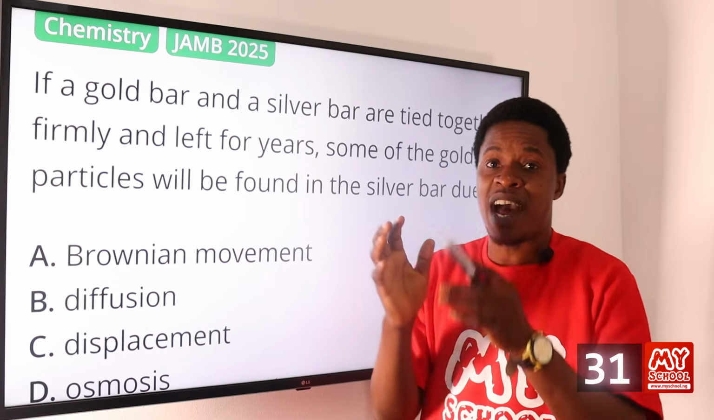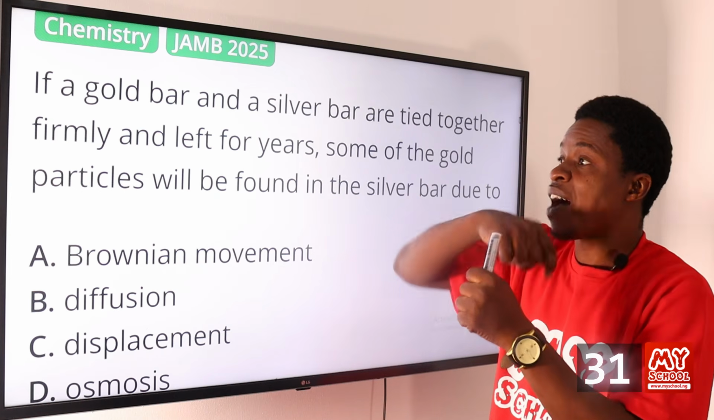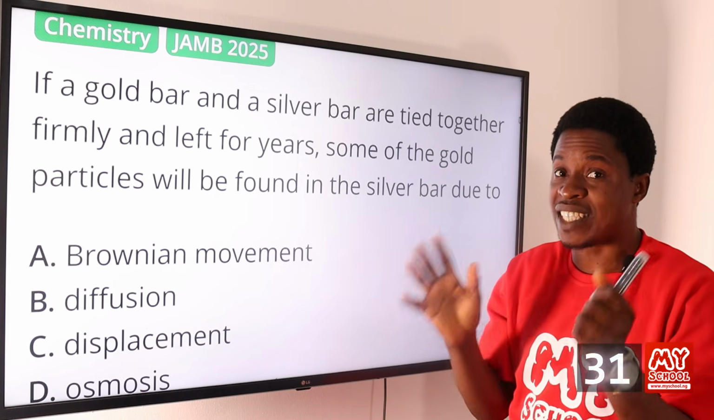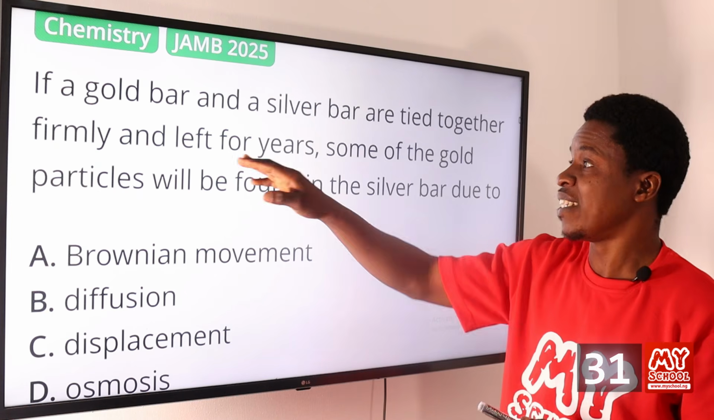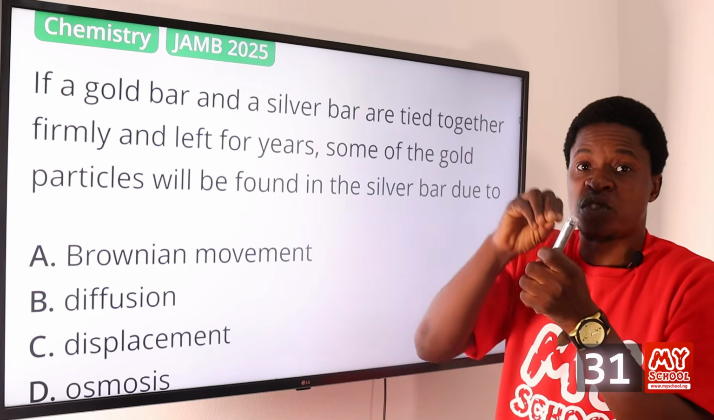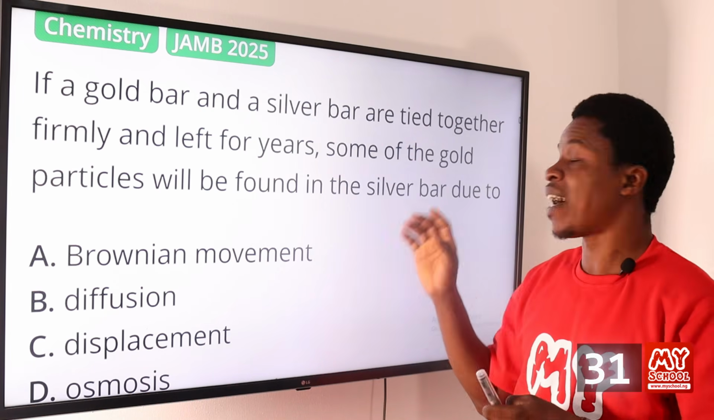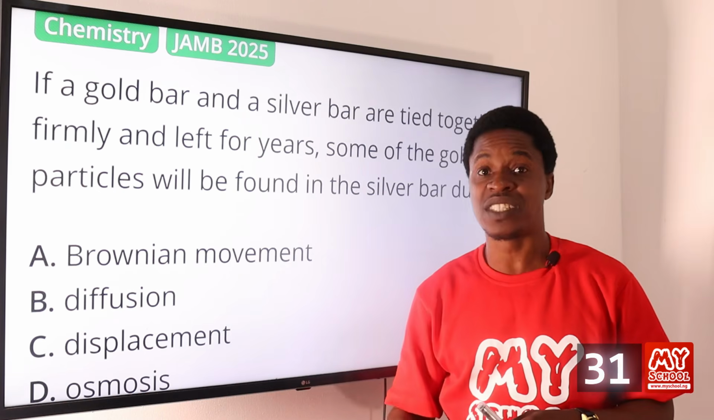So if you have a gold bar, you tie it together with a silver bar. After a while, you leave them for a long time, for many years. You discover that some of the gold particles will begin to form deposits on the what? On the silver bar. What is responsible for that? That's what the examiner wishes to know.